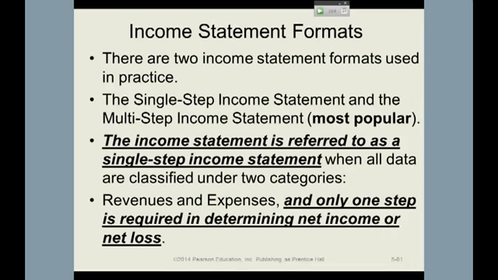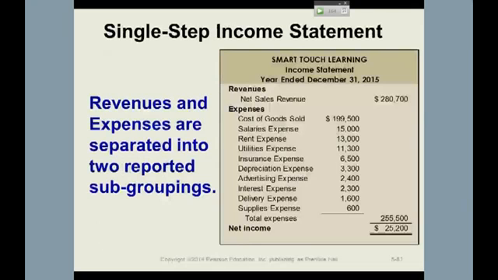When you have a single step statement, it is pretty much exactly what you think it is. It just combines all revenues and all expenses, taking the total revenues and subtracting from that in one step all of the expenses. So to see what that looks like, you don't get much information. You just take your net sales revenue and then just subtract all of the expenses, and then you've got your net income. So again, in a single step, you take all revenues and then subtract total expenses.